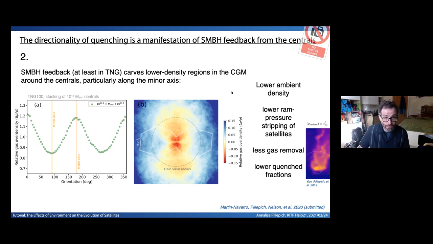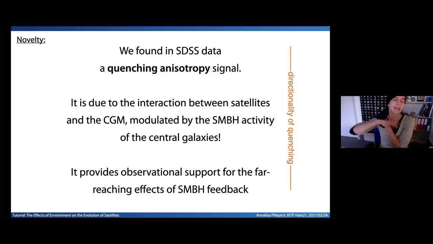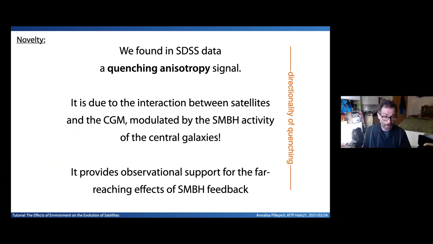I thought that I had to show you this because it's incredibly cool. And maybe the interpretation is wrong, but this really is a manifestation of the interaction between the supermassive black holes at the center affecting the CGM, which in turn, if we understand it correctly, affects the evolution of satellite galaxies.